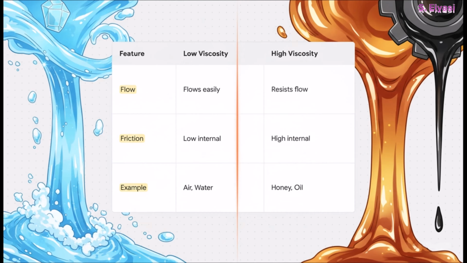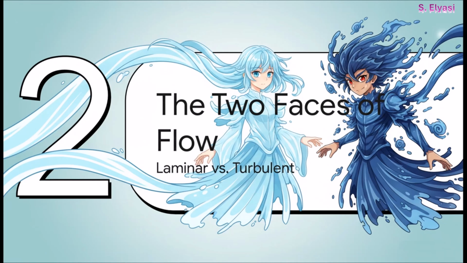They're thick, they're sticky, and they really resist flowing. This stickiness is a huge part of our fluid's character. Okay, so our fluid is in the boundary layer, dealing with its own stickiness. And this is where the plot really thickens. Because it turns out our fluid can have two totally different personalities.